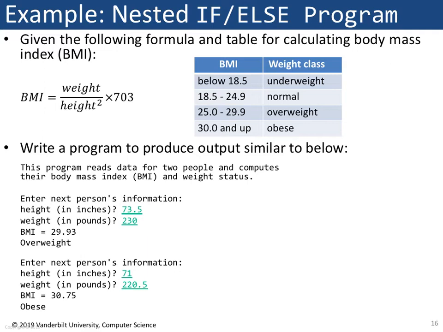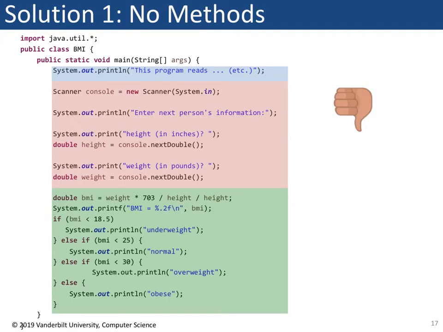Then an additional person went through the exact same process using height 71, weight 220.5. This person has a BMI of 30.75, and that puts them in the range of obese. So let's take a first shot at this. We can put everything into our main function, and we print out first the introduction saying this program reads blah blah blah as the first line, which was shown in the previous slide.